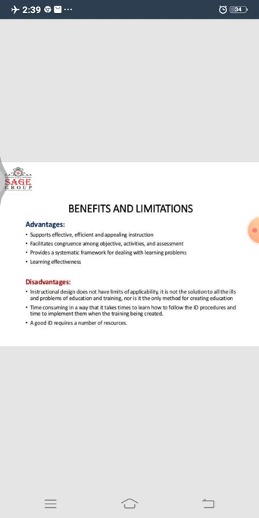Disadvantages: instructional design does not have any limit of applicability. It is not the solution to all the ills and problems of education and training, nor is it the only method of creating education. This is just one of the ways in which the skill set of employees can be improved, but it is not the only way. It has to be complemented by other things also.